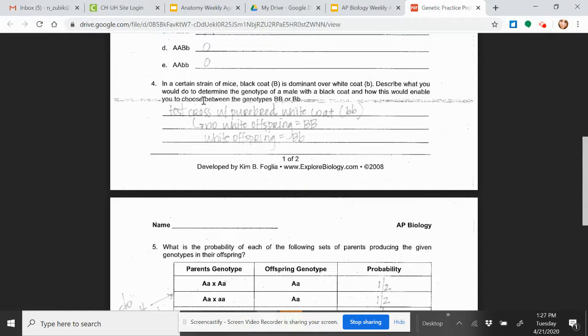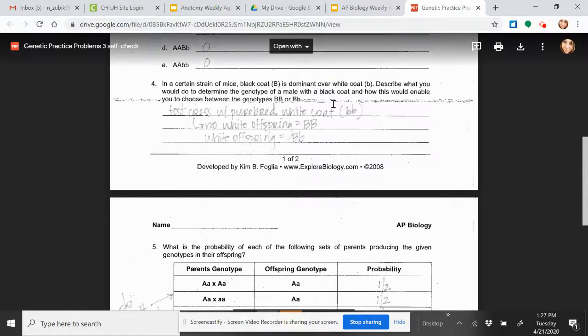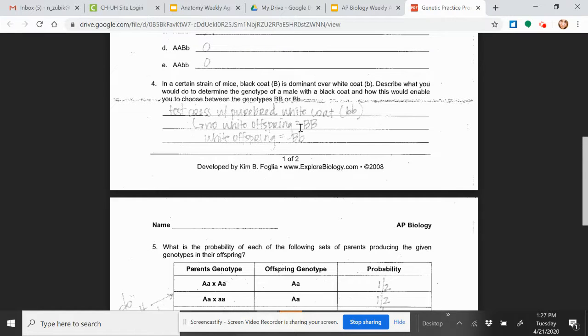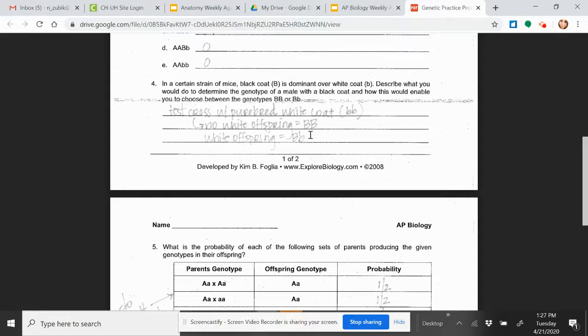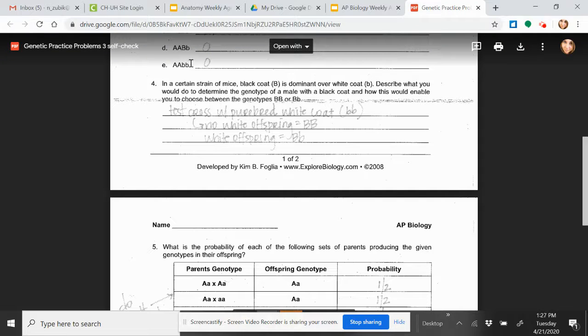So it's kind of like we saw up above with the probability. You would test cross with a purebred, little b, little b. If we get no white offspring, we know that we don't have the heterozygote individual. But if we do, we know we have that heterozygous, because remember, if we don't have that letter in the parents, we won't see it in the offspring.